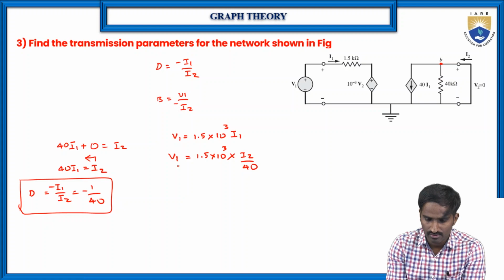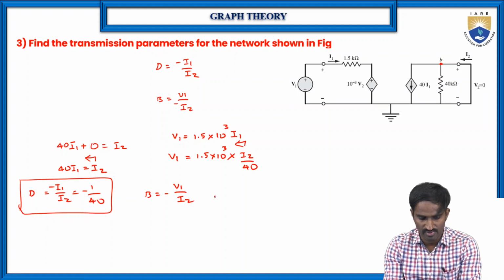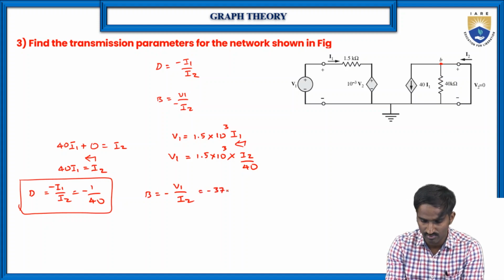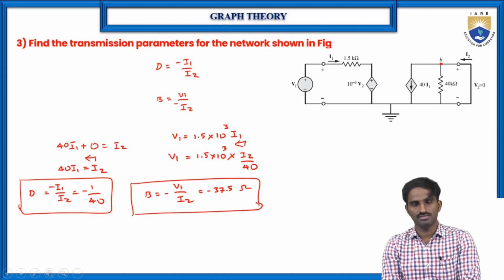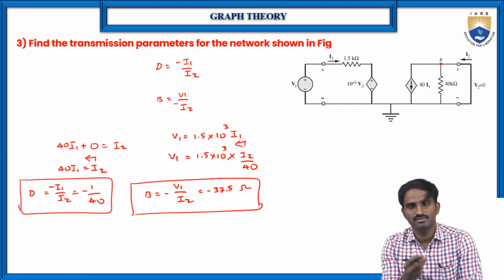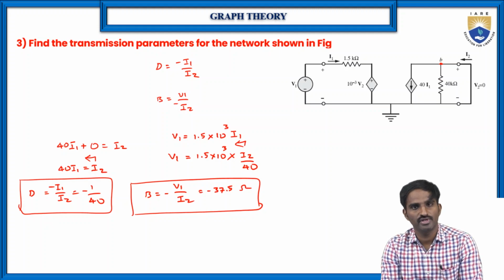Right. So then what is this here? V1 by I2. So just send this I2 this side. So here V1 by I2, if you simplify this, anyway, what is V1 by I2? Here it is B is equal to minus V1 by I2, which is equal to minus 37.5 ohms. So this is B. See, the circuit is looking a little bit complex because of the dependent voltage and current sources, but the solution is very easy. Fine. So this is how we can find the ABCD parameters.